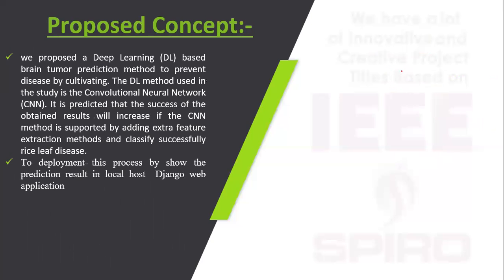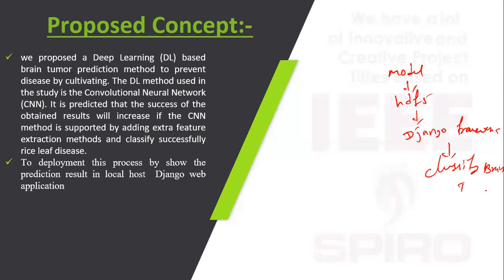After training the deep learning model, we save it in HDF5 format. After saving, we deploy this HDF5, hierarchical data format 5, model to the Django framework to classify the brain tumor. In the Django framework, we use the SQLite 3 database.